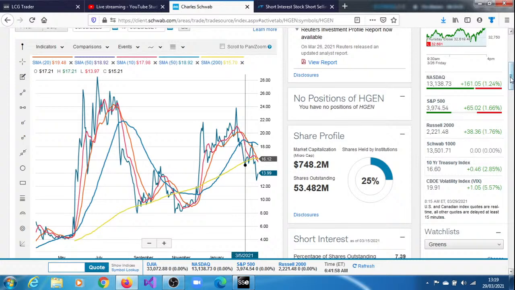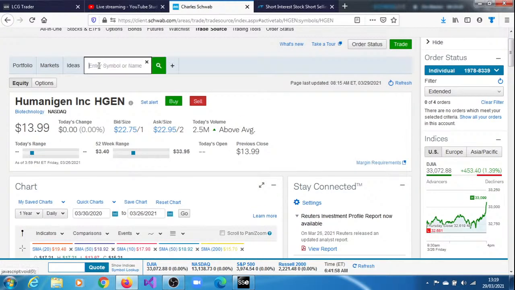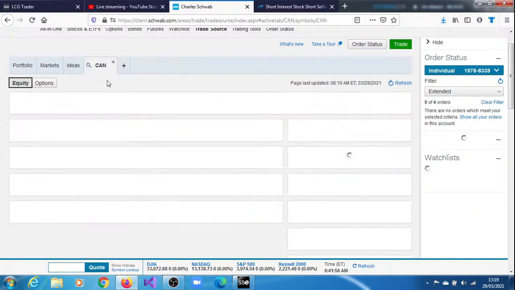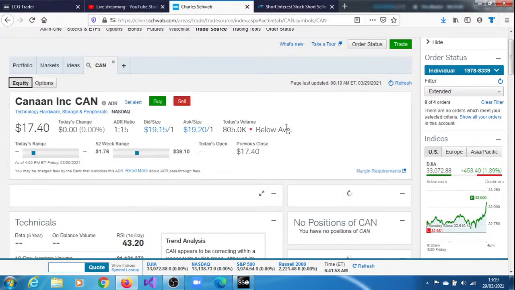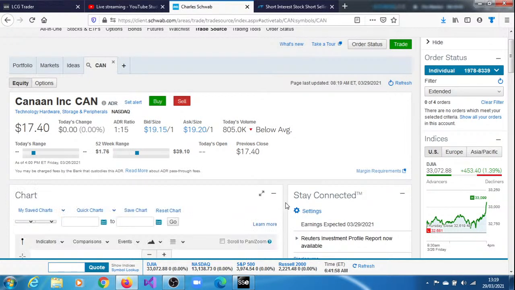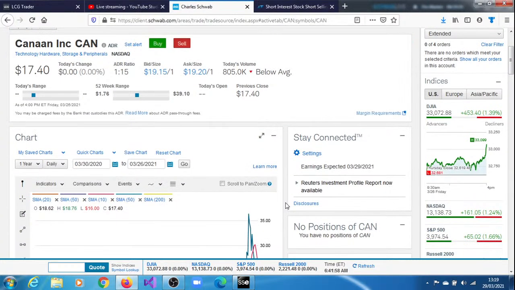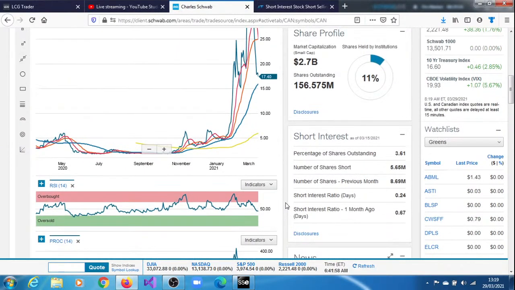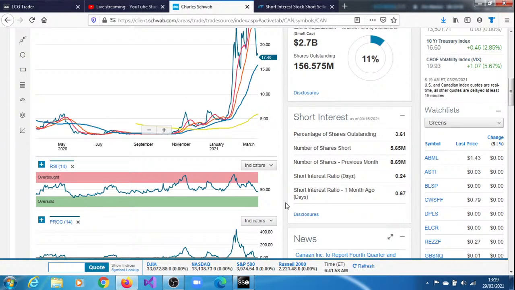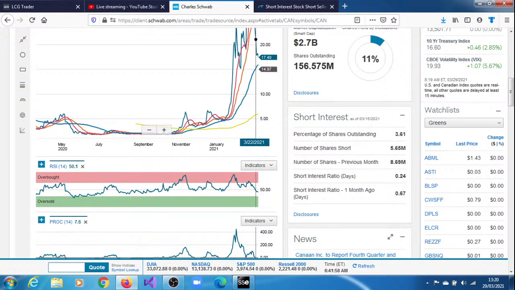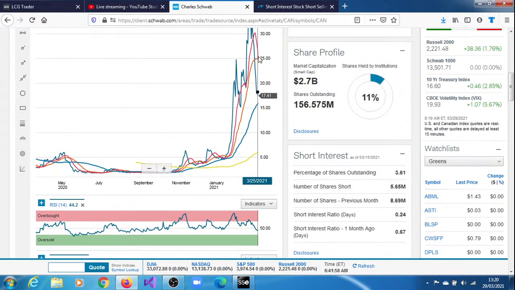Let's see what is behind the news. Canaan Inc. 805,000 shares have crossed the tape so far in this pre-market session. It's currently trading just below its short-term trend lines, and with this sort of increment now, it's still trading below the short-term trend lines.